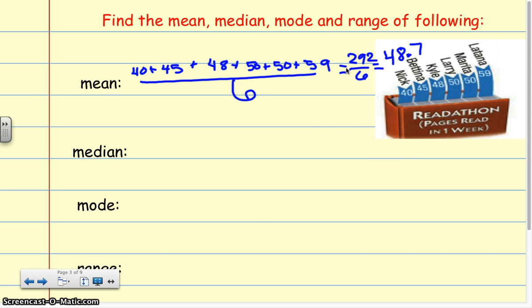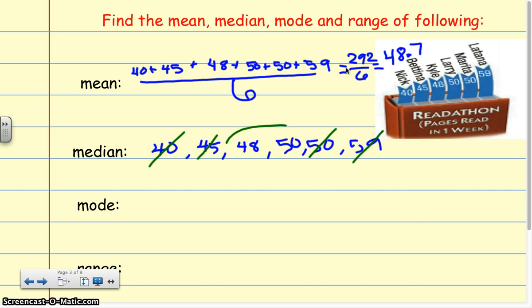So what our average is saying is that the average student read 48.7 pages. And if we really take a gander at what everyone did read, it's right around the middle point. The median. To find the median, we list the numbers in order. It looks like they're already in order for us, so we're pretty lucky there. 40, 45, 48, 50, 50, and 59. And now I start crossing off, from the front to the back, front to back.